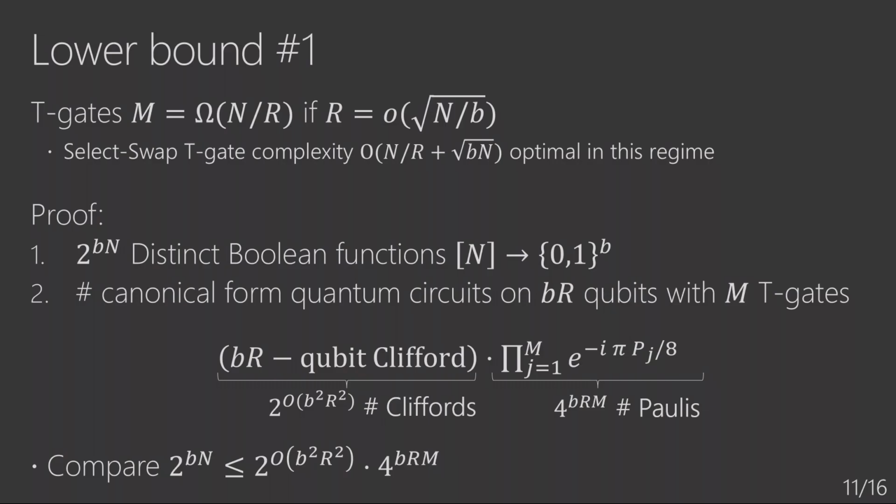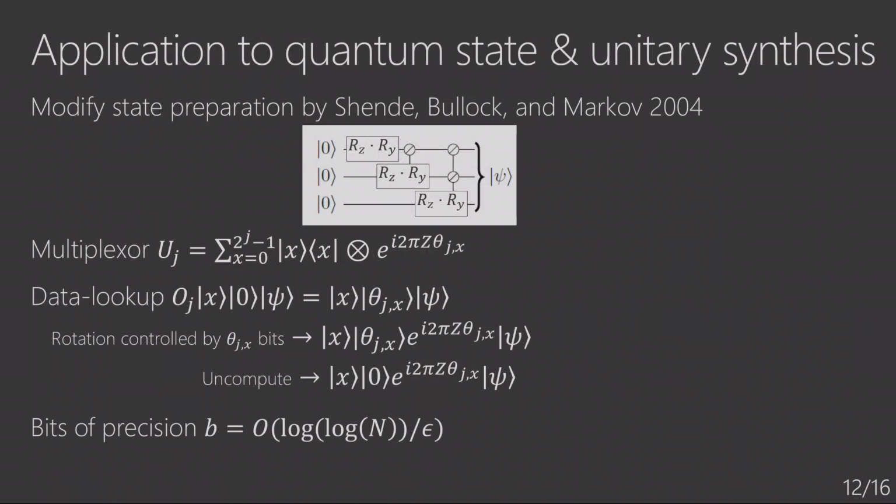If you have a Boolean function with n inputs indexed by x, and the output is b bits, there are only (2^b)^n Boolean functions. Then you can count how many distinct quantum circuits there are that act on BR qubits and use MT gates. So if you multiply all of these factors together and compare them, that's how you get your lower bound. And the reason why it's restricted to being correct in the regime where you have fewer than square root n copies of your qubits is because of the Clifford gate factor there, where you have BR squared Clifford gates. That's just math.